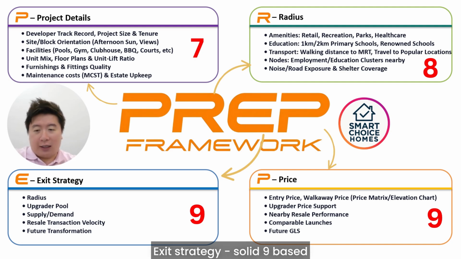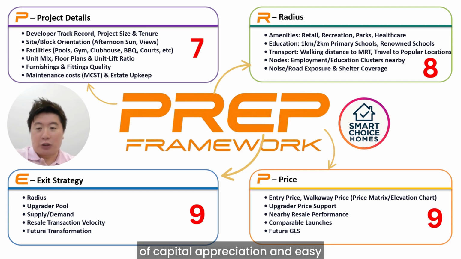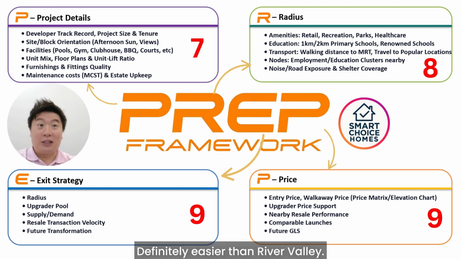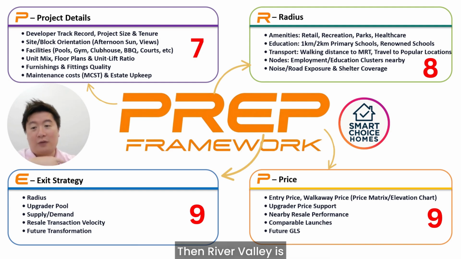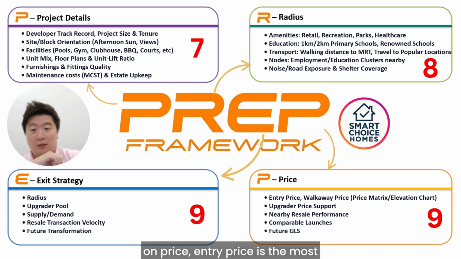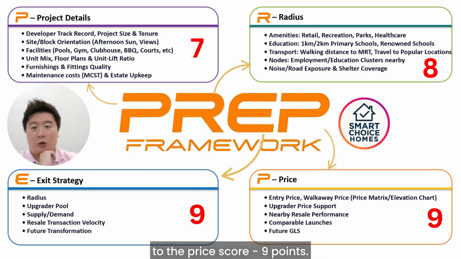Exit strategy, solid 9. Yeah, based on what I went through earlier, you will have absolute confidence of capital appreciation and easy exit for Penrith, for sure. Definitely easier than River Valley. River Valley, there are too many projects right now. When it comes to TOP time, it's going to be very hard to sell. Unless you're buying for homestay, then River Valley is worth considering. But of course, depending on the price. Entry price is the most important, which brings us next to the price score, 9 points.